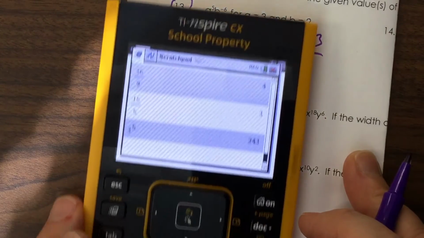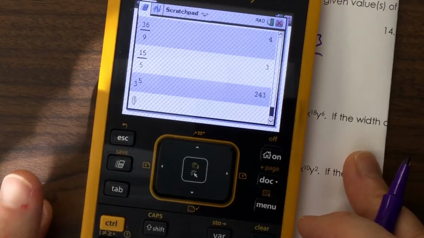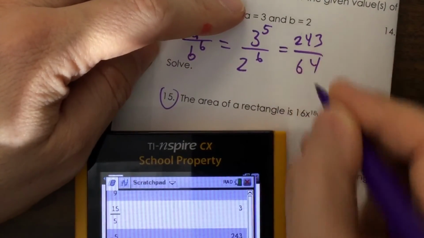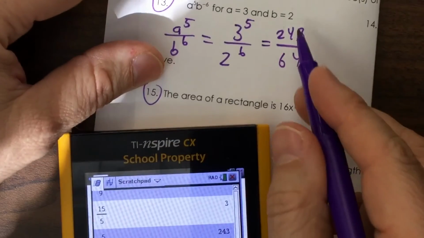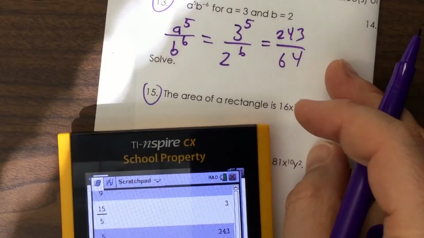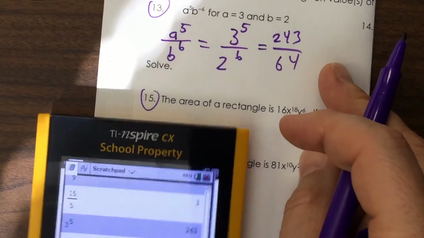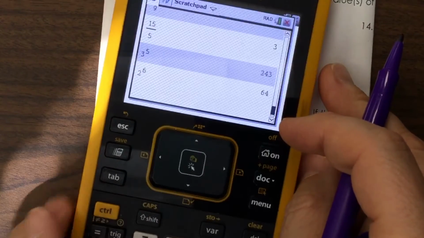And then 2 to the 6th. 2 to the 6th. 64. Now, you could put this in the calculator to see if it reduces, but I want to show you something else. You can actually put this entire thing in one step. It'll give you the final answer. Let me show you that also.